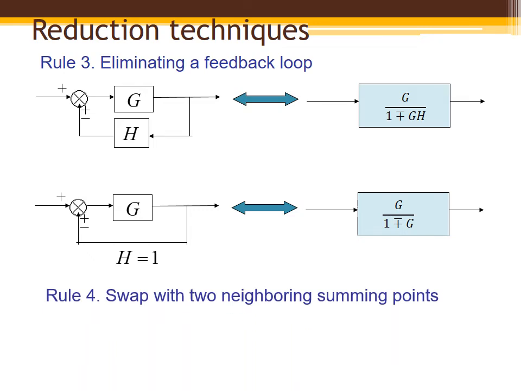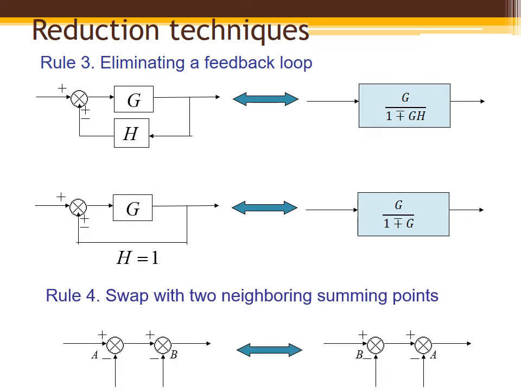Rule number 4: swap two neighboring summing points. Here there are two summing points, A and B. If there is no in-between block or summing or takeoff point between them, then we can interchange or swap the summing points.